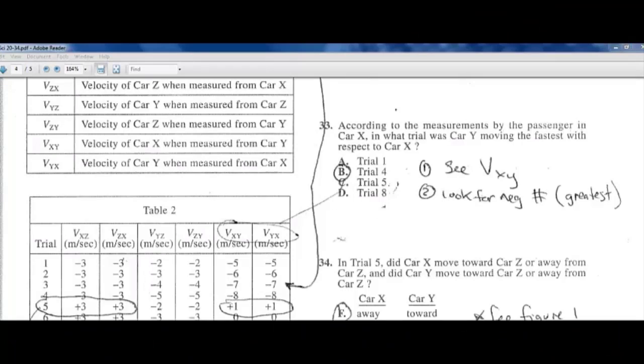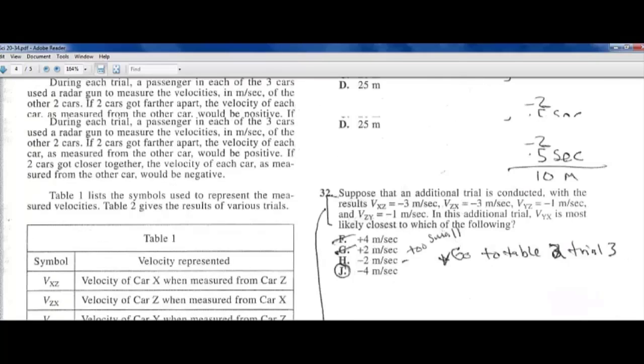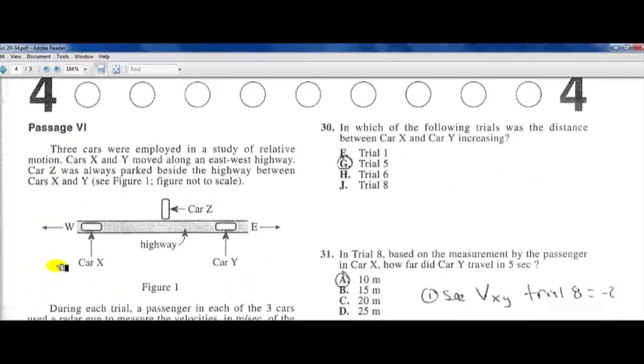Test 70A, science practice problem number 33. Number 33 states, according to the measurements by a passenger in car X, what trial was car Y moving the fastest with respect to car X? So first thing we want to do here is just get our feet wet. If you look up here at the diagram, we've got car X and Y, which we're dealing with in figure 1. There's a distance between car X and Y. If Y is increasing its speed, then the gap between X and Y is going to be decreased.